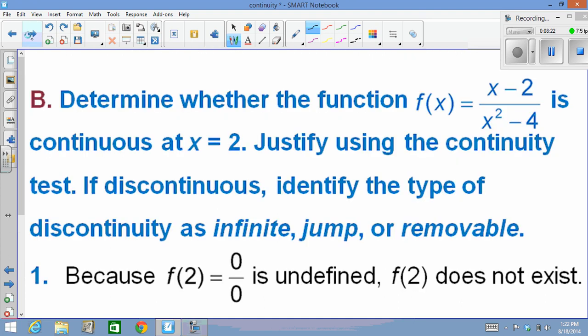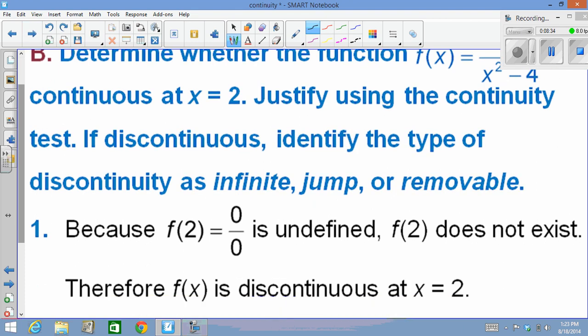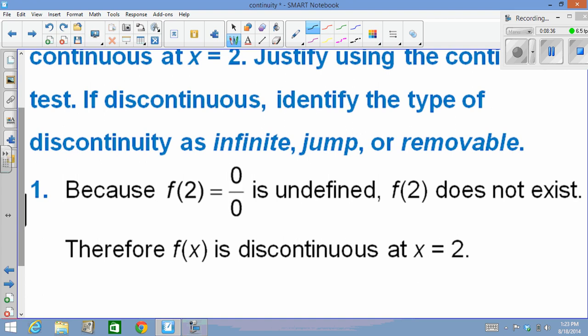And here's the last one. I have a function here. And if I look, I'm going to put the 2 in for x. If I put the 2 in for x, I get 0 over 0. 0 over 0 is a special type of case, and we'll talk a little bit more about that in our last unit of the year. But 0 over 0 tells me that we have something going on there.